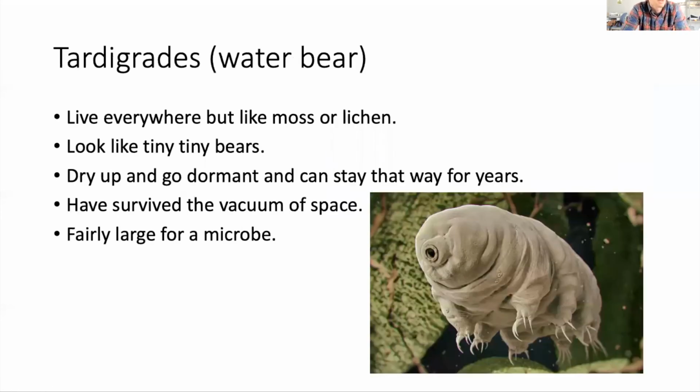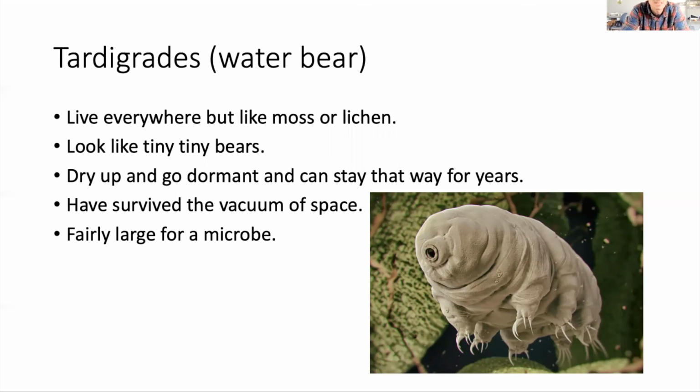Tardigrades or water bears are probably some of the most famous of microbes. These totally insane looking little things with tiny claws, they're everywhere. They are on moss and lichen, they're on our skin sometimes. They're called water bears because they look like tiny little bears. The coolest thing about them is that they can dry up and go dormant. So no water, they just sort of curl up in a little ball and become these little dormant things that you add water and they come back to life.